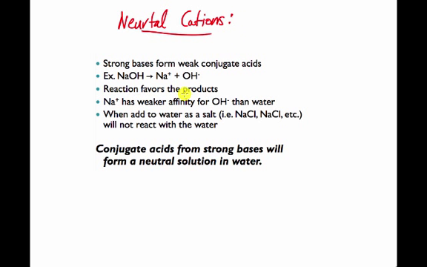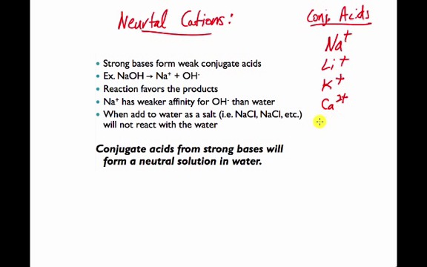Okay, so neutral cations. These are going to come from your strong bases. So strong bases, like that sodium ion, right? If you memorized your strong bases, these would be the conjugate acids from these strong bases: sodiums, lithiums, potassiums, calcium tends to be one, strontium is another one, and barium. So these would be those metal ions, those cations that go with the 6 strong bases you should know.